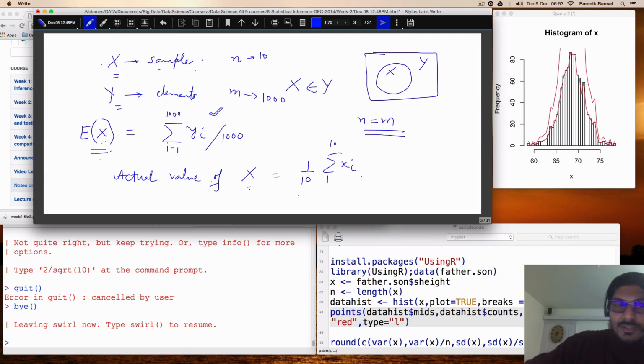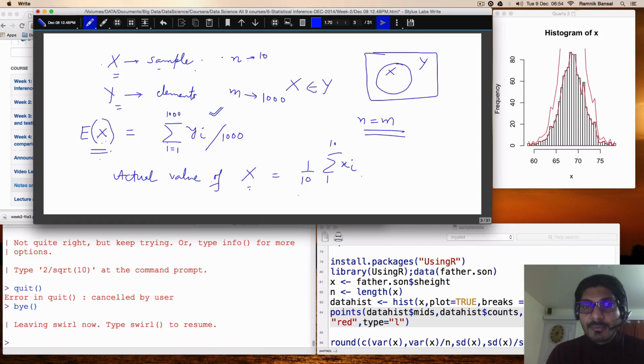I just want you to be clear about this concept of expected value. The expected value is not the average of the sample. It is the expected average of the larger population.